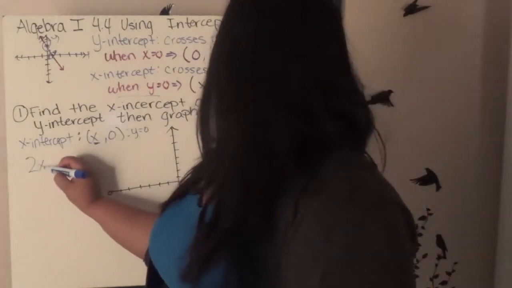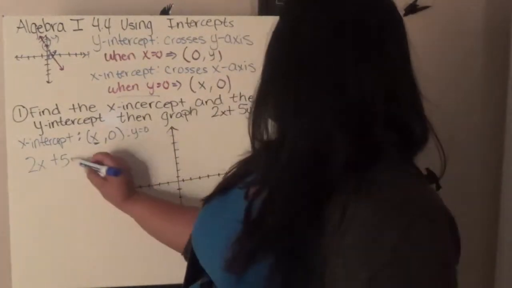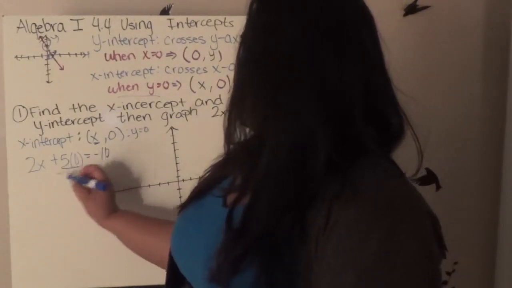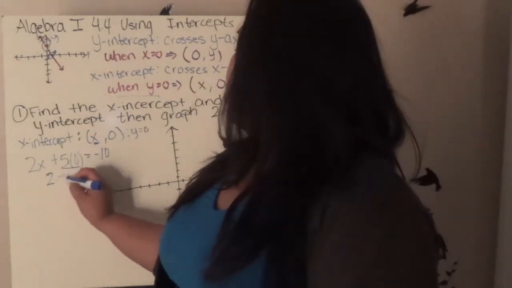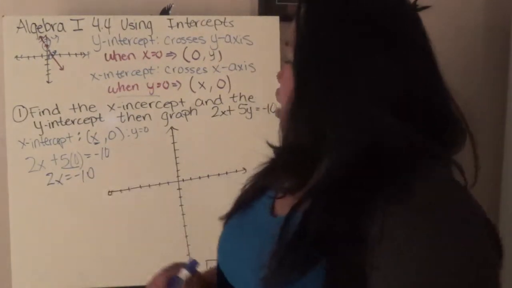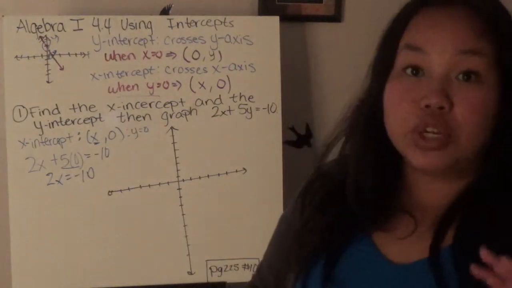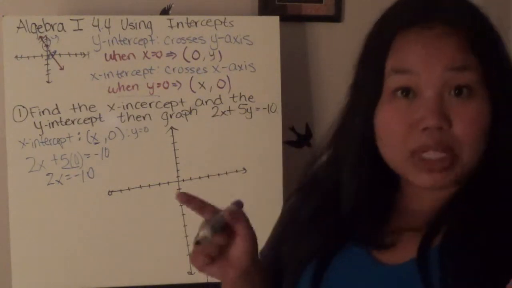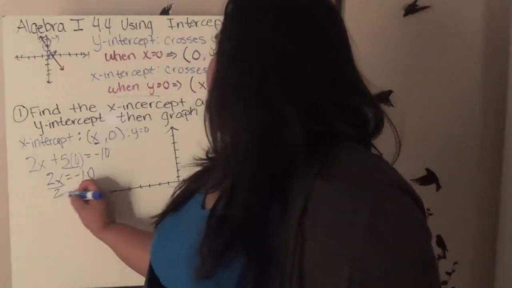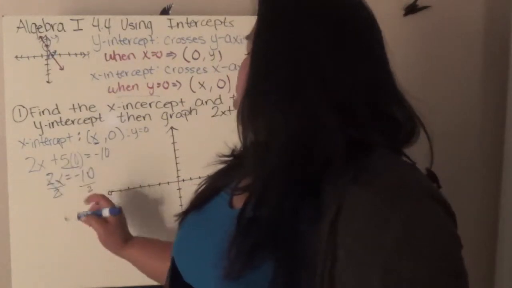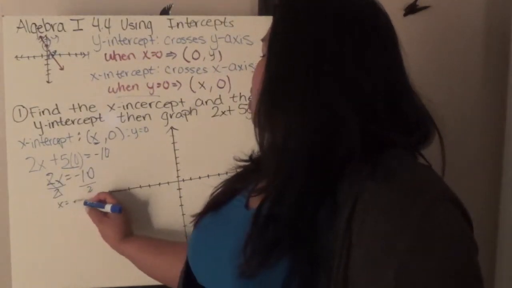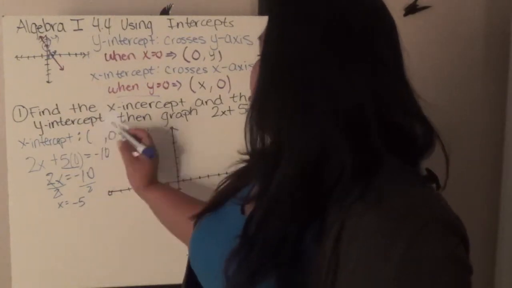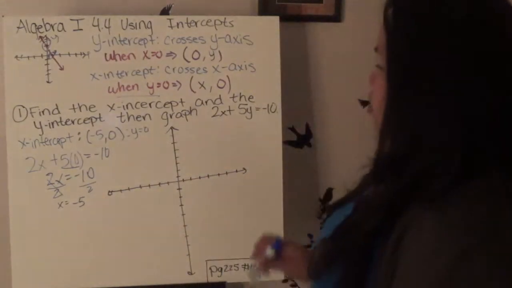2, I'm still looking for x, plus 5, and then I'm going to put in 0 equals negative 10. So these become 0. 5 times 0 is 0. So I end up with 2x equals negative 10. Now, I'm supposed to isolate x, get it by itself so I know what x is. x's friend is 2 right now, and 2 is being multiplied by x. So the opposite would be dividing by 2. This cancels out. The negative 10 divided by 2 is negative 5. So my point here is negative 5, 0.